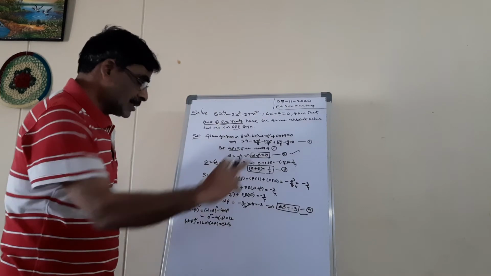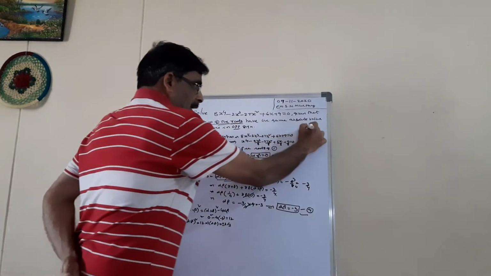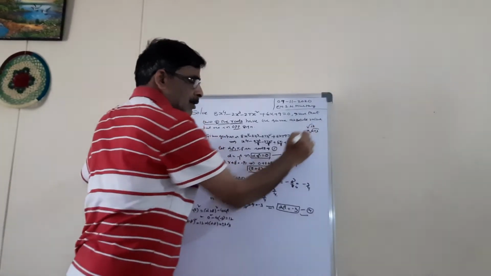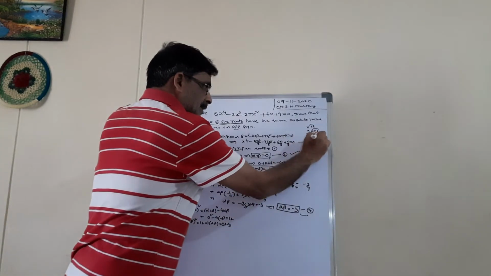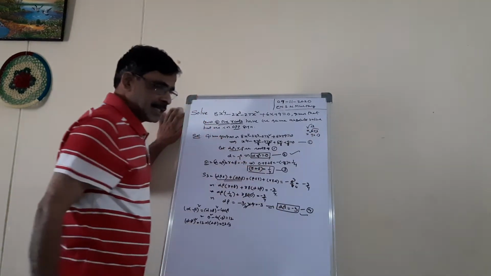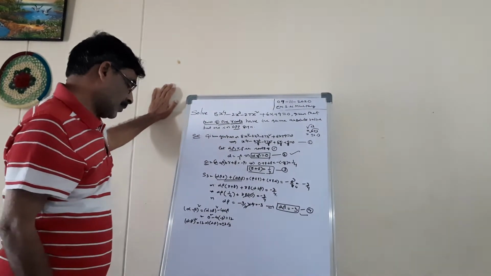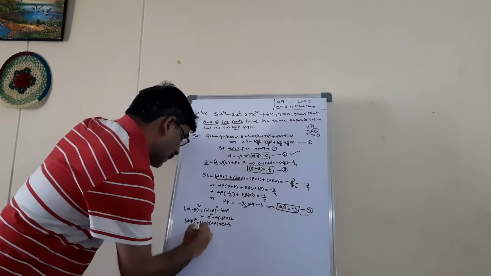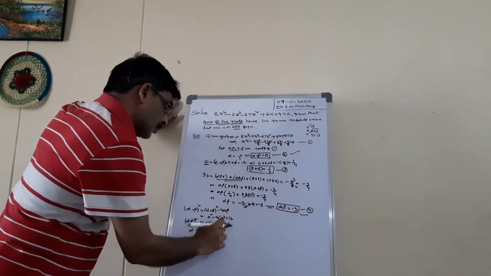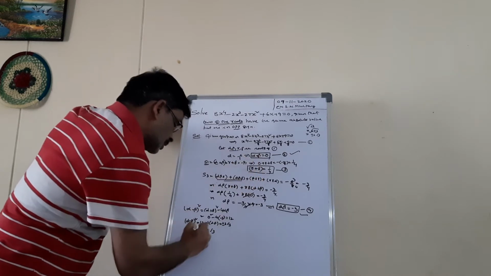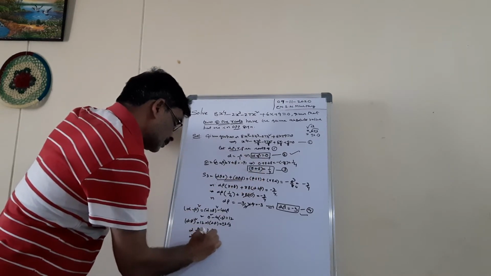because root 12 means 4 threes are 12. The square root of 4 equals 2, and this is 3. We have plus or minus; you can take either plus or minus, both will get the answer. See, alpha minus beta equal to, take 2 root 3. We have alpha plus beta equal to 0.